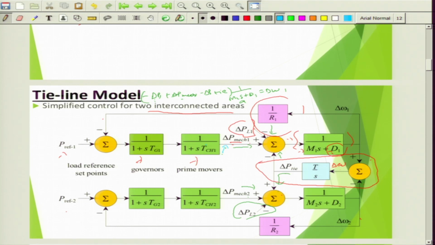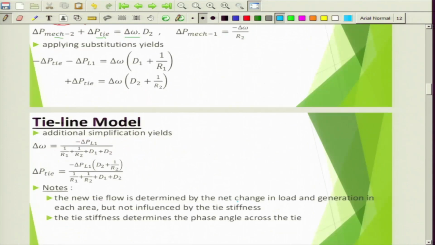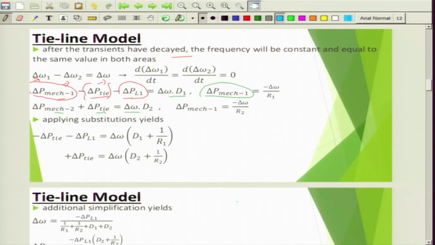This is nothing but this transfer function into this transfer function into the input which is coming, which is delta omega 1 into minus 1 by R1. This is minus signal. At steady state, this component will be 0. This is also 0. I mean, the overall gain is just 1. So what you are getting, delta P mechanical 1 is nothing but minus delta omega 1 into 1 by R1, right. So similarly here for delta P mechanical 2.